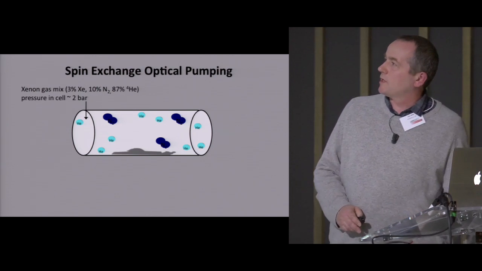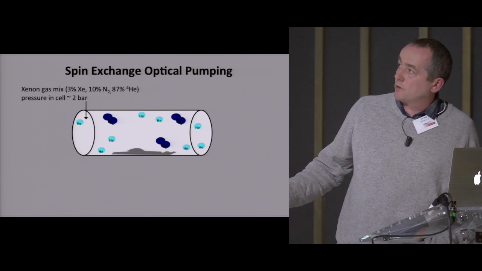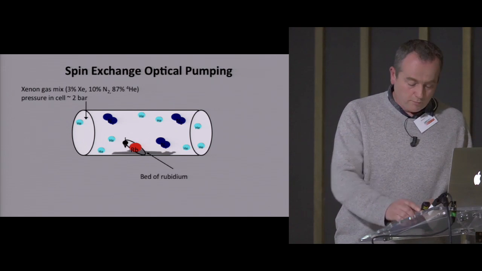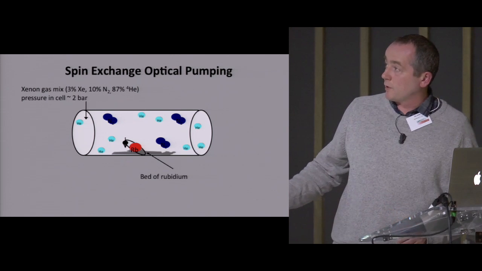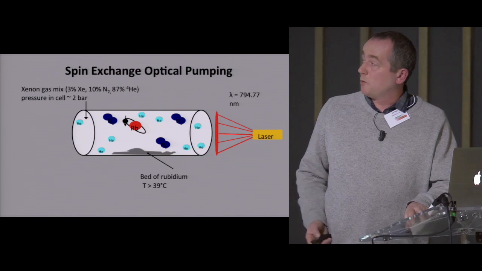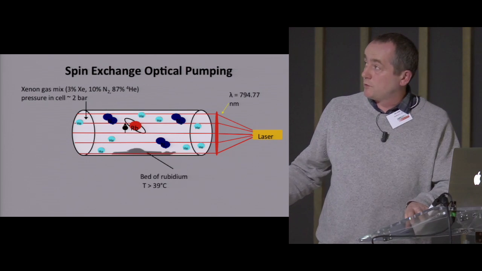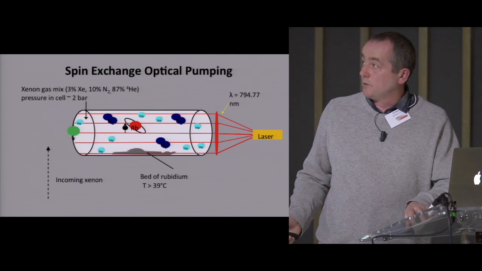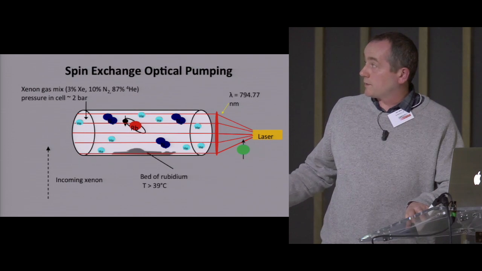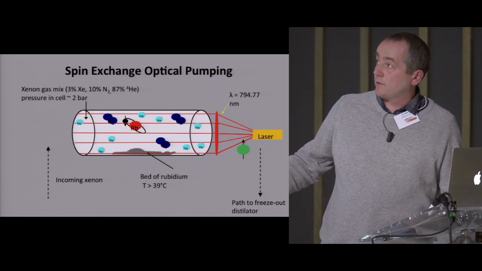This cartoon just illustrates how we do things. We operate at relatively low pressures, 2 bar, with low xenon concentrations, 3%. And we flow the xenon gas through the oven. First of all, we warm the oven up to give a weak rubidium vapor, and then optically pump with circularly polarized light at 795 nanometers, polarize the rubidium electron, and then we flow the xenon through, and we get polarization transfer to the nucleus, and then we extract the gas. So we flow towards the laser, we extract the gas, and then we distill out this 3% fraction.